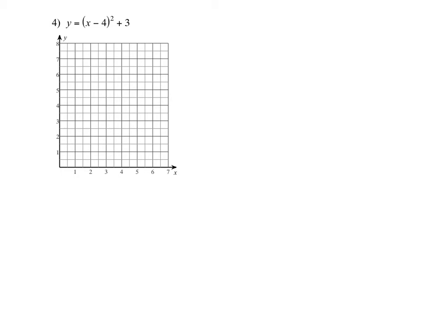Okay, so again, this one, my vertex is (4, 3). Again, remember that it's the opposite of the equation, so that's why it's 4. So (4, 3) is this point right here. Axis of symmetry is x = 4. So it's this line that goes right here.